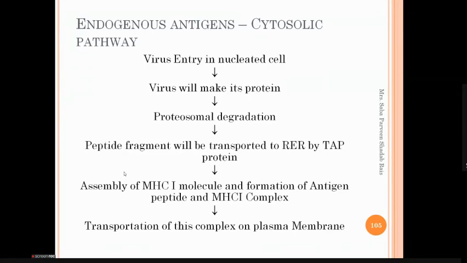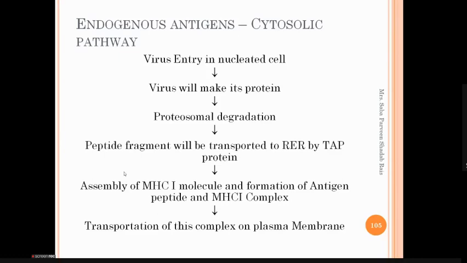So the host has a special machinery, or you can say a cell organelle, called the proteasome. What is the function of this proteasome? To chop unwanted protein. So this proteasome will degrade that particular protein. Now this protein will be converted into small peptide fragments. See, if a fragment is more than 50 amino acids, it is called a protein. But if it is less than 50 amino acids, it is called a peptide fragment. So this peptide fragment will be very small, approximately 8 to 10 in the case of endogenous antigen, and in the case of exogenous it will be 10 to 12 amino acids.